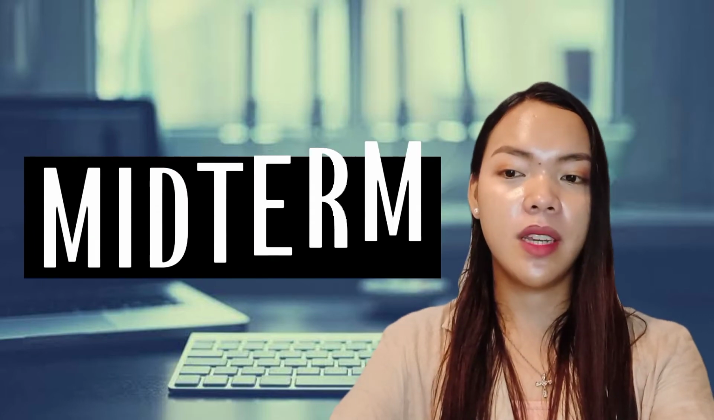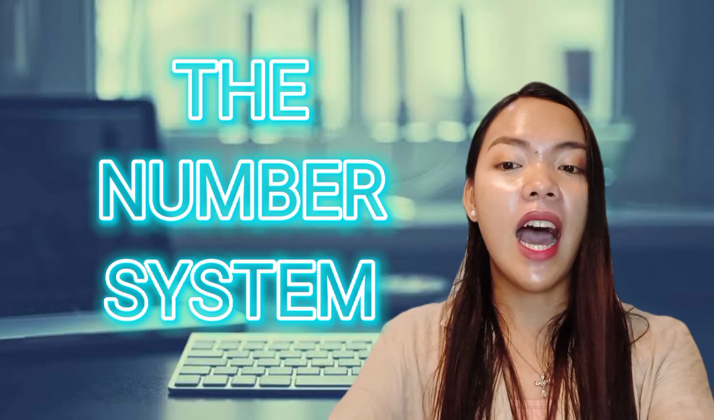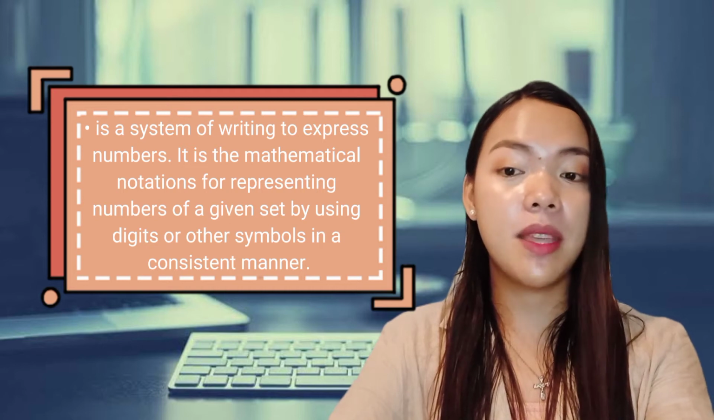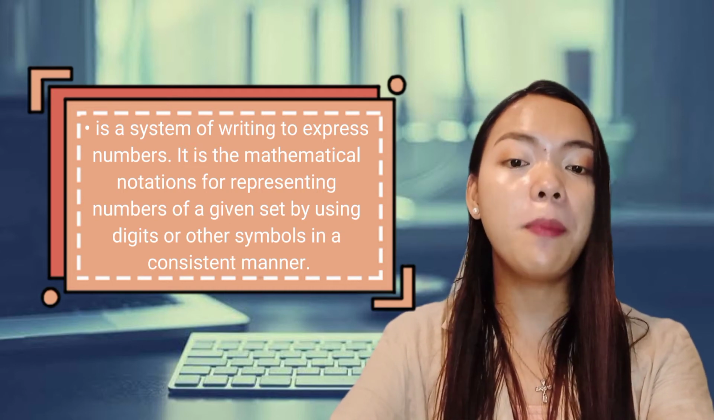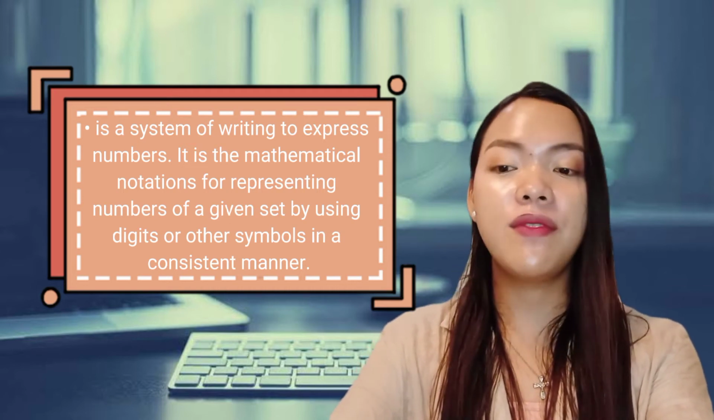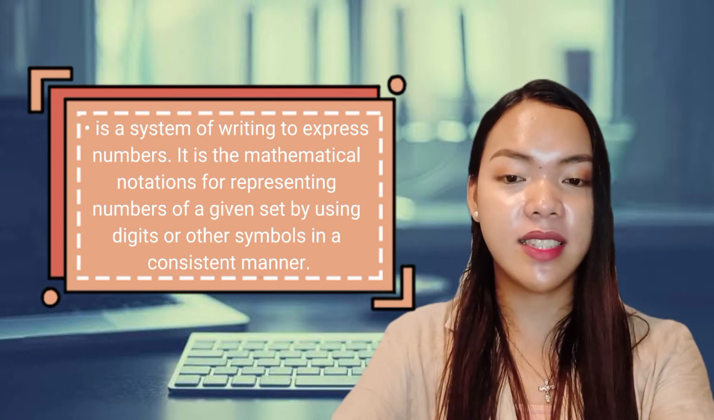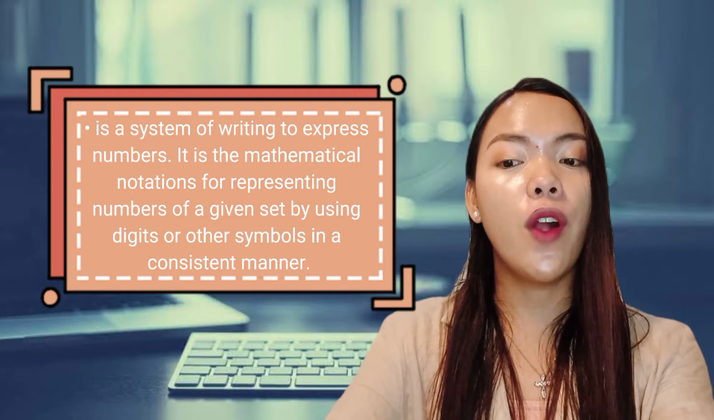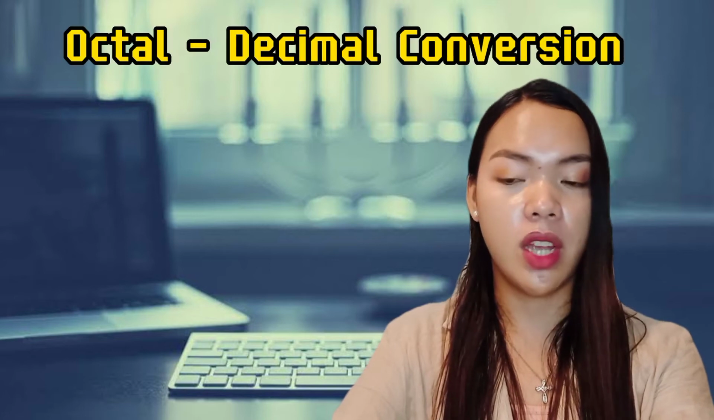So next is the midterm period. It is all about the number system. I learned that a number system is a system of writing to express numbers. It is the mathematical notation for representing numbers of a given set by using digits or other symbols in a consistent manner. For example, I chose octal to decimal conversion.